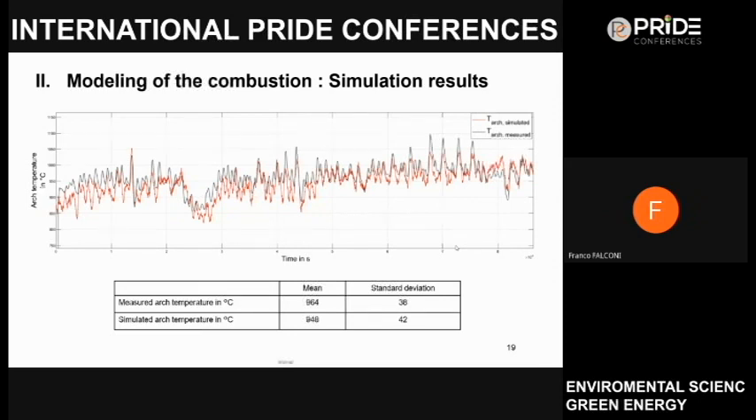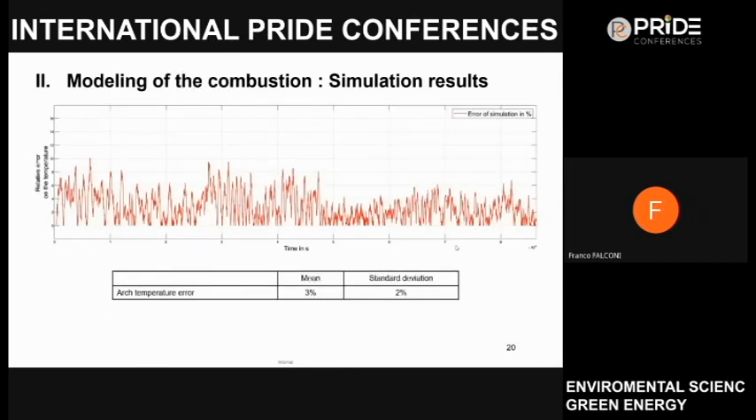So what is really interesting to see is more the error here. We can see that we have a mean error of 3% with a standard deviation of 2%, which shows that, let's say, this simple model can really take into account all the variations of the real process.